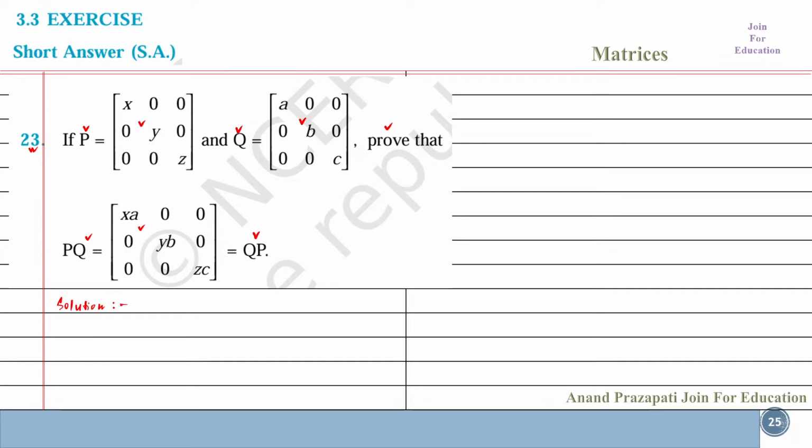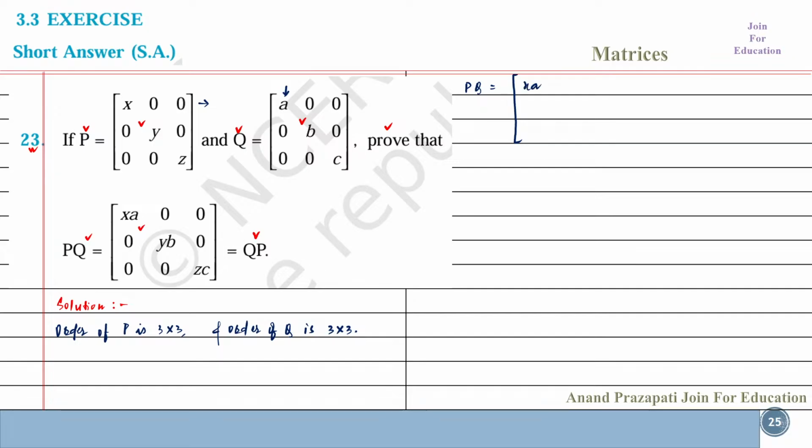Order of P is 3 by 3 and order of Q is also 3 by 3. So we find out PQ. So here PQ will be what? First row, first column will be what? XA. Another term will be 0.